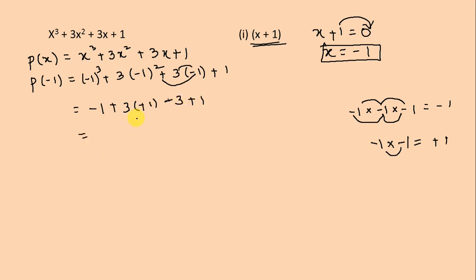Okay, here we open the bracket. Minus 1 plus 3 minus 3 plus 1. 3 plus 3 minus 3 gets cancelled. Minus 1 plus 1 gets cancelled. That is, the remainder is 0. So we verify the remainder is 0.